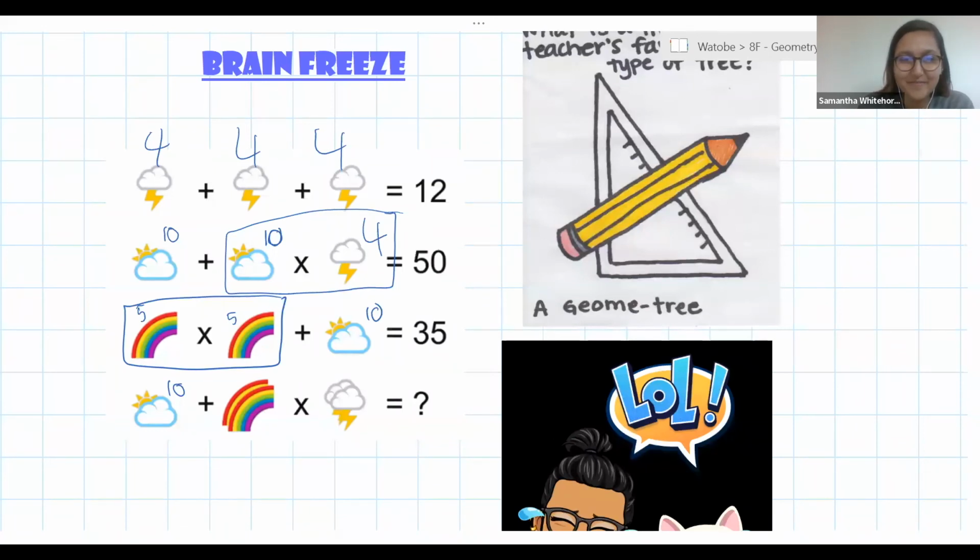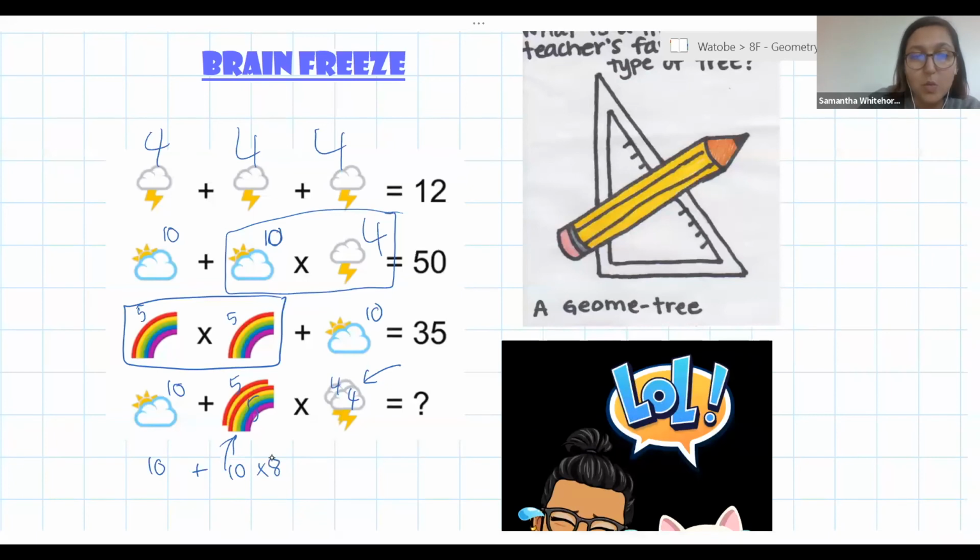I said 10 plus 5 times 4. It gives me 30. Okay, cool. So guys, what we need to be careful of here is there are 2 rainbows here and 2 storm clouds here. So that basically means I've got a 4 and a 4, which is an 8, and a 5 and a 5, which is a 10. So actually I've got 10 plus 10 times 8.